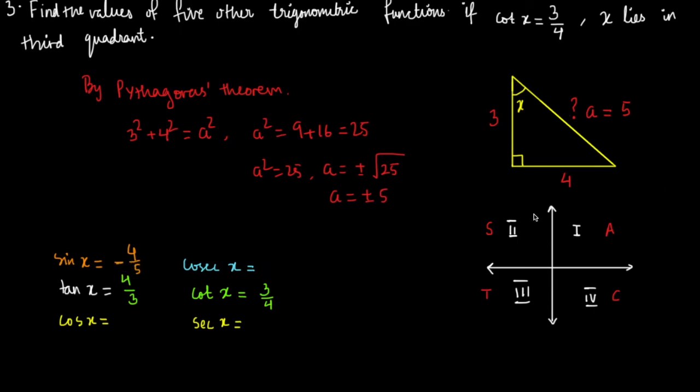So consequently, since cosec x is just a reciprocal of sin x, this would be minus 5 by 4. Okay, and then we have cos x. So cos x is 3 by 5. But since the angle lies in the third quadrant, cos is negative, so this is negative 3 by 5, and consequently sec x would be negative 5 by 3, because it is the reciprocal of cos. Okay, and there we have it. That's our answer.